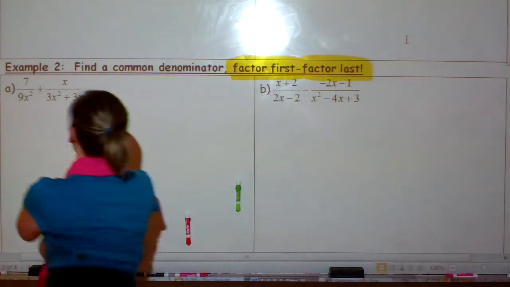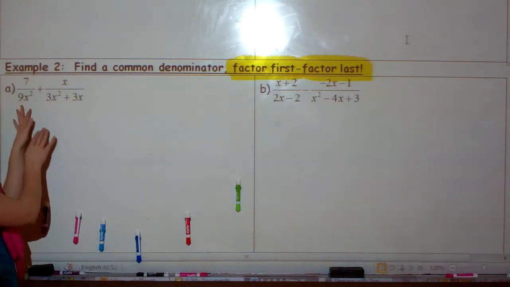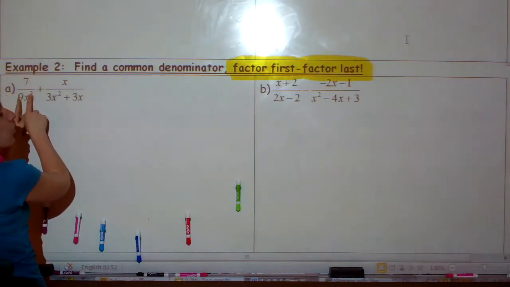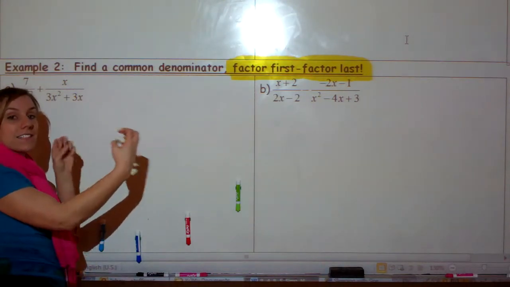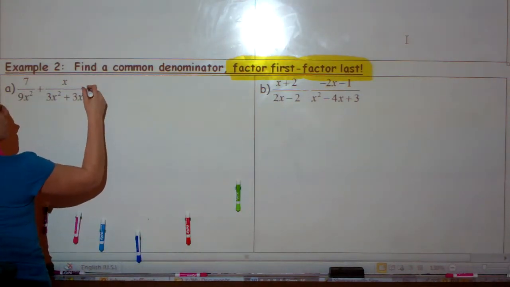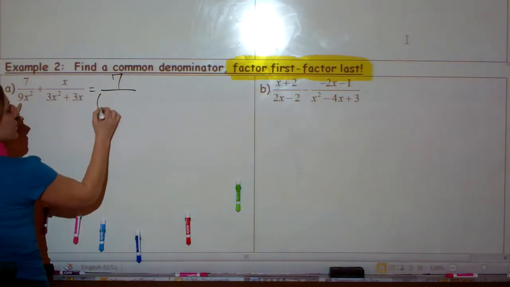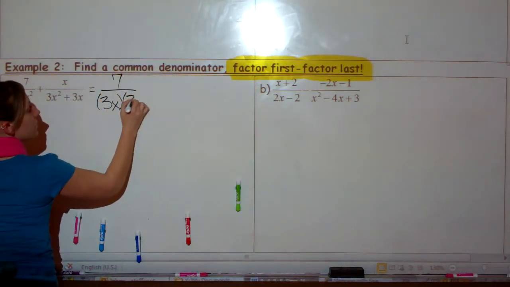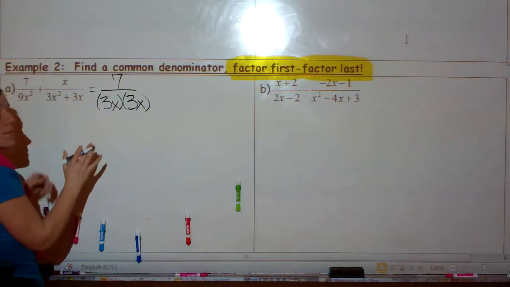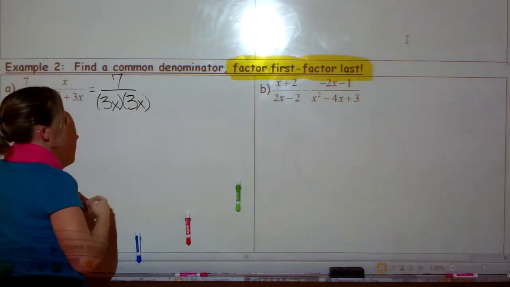So factor first. When we do this problem, I wouldn't necessarily call it factoring, but what we will do is write it as its two factors. So the first thing I would do is break down this first fraction. 7's not going to change, but this is actually 3x times 3x. And that's going to help us out in a second, because we're going to ask ourselves what we need to do to adjust each fraction.